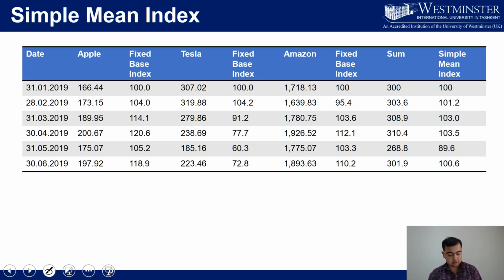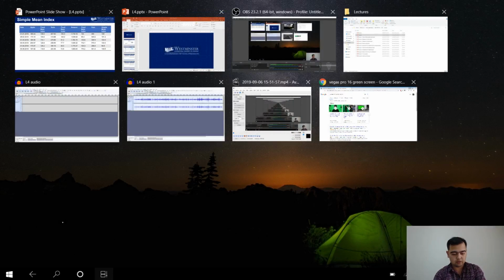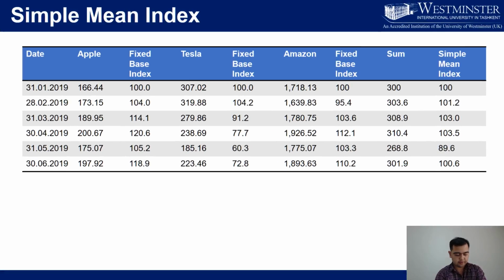Now there's another method. Let's try the other method, the so-called simple mean index. I do apologize for that. Let me quickly highlight it. Yeah, the simple mean index here. Again, we have the same data so far: the same dates, the same Apple, Tesla, and Amazon companies. Nothing new so far.